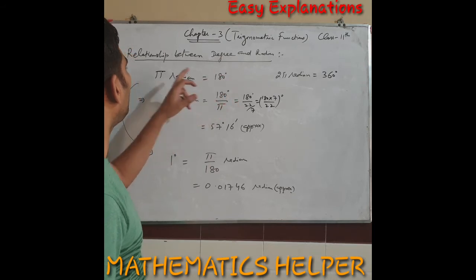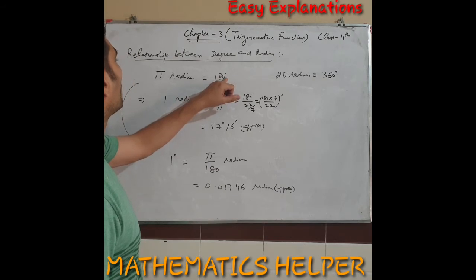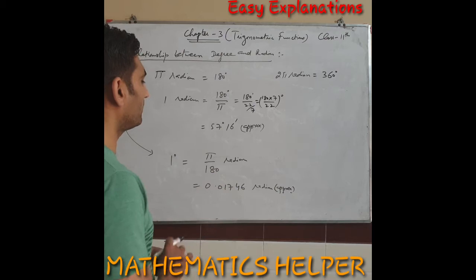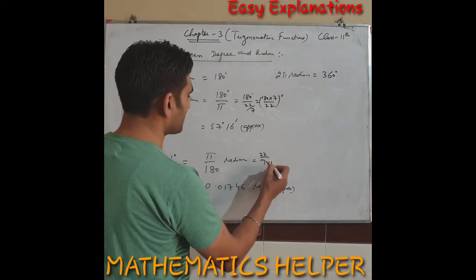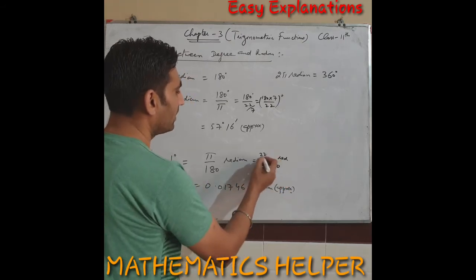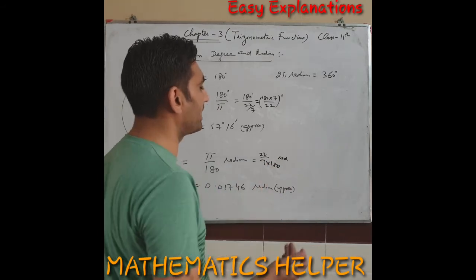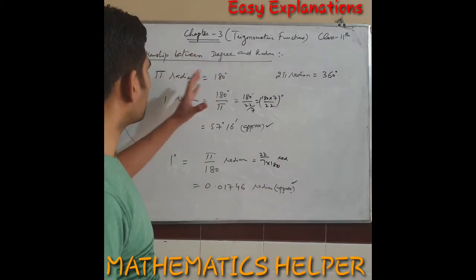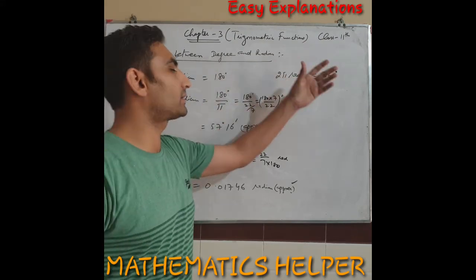Now next, just think of its opposite. 180 degrees combined to form pi radian. What about 1 degree then? 1 degree equal to pi over 180 radians. And if you want to put 22 over 7, it will be 22 over 7 into 180 radian. And when you solve it, you will get 0.01746 radians approximately. There are approximations. These conversions you should know: pi radian is 180 degree, 2 pi radian is 360 degree.